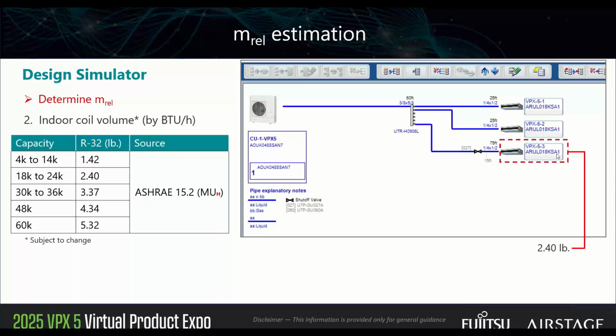So in this case, we have an 18,000 BTU unit. And if you look at the column on the far left, it says 18 to 24K. We're going to use a set value of 2.4 pounds. Now, I will mention that this is subject to change.